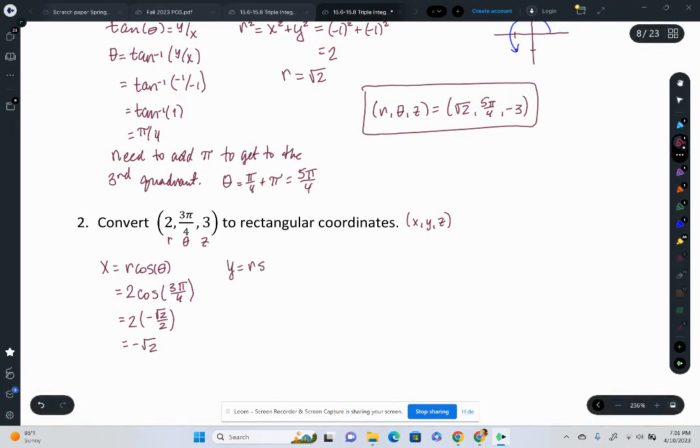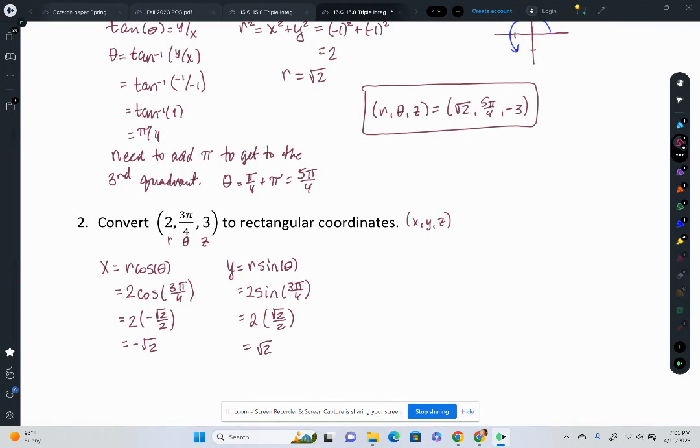Y is equal to r sine of theta. And again, r is 2, and we're looking at sine of 3 pi over 4. In the second quadrant, sine is positive, and so this gives me 2 times the square root of 2 over 2, and that simplifies to just be the square root of 2. Z is z. Z doesn't change. So I have my coordinates. X, y, z is equal to -√2, √2, and 3.